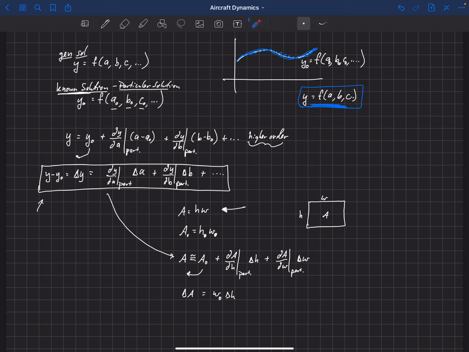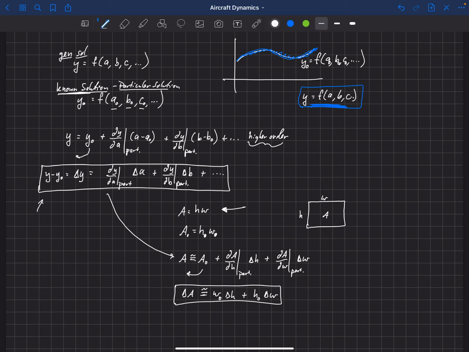Now the second term: the first derivative of area with respect to W. If we take the derivative of our original equation with respect to W, we get H. So we have plus H, but we evaluate that at the particular solution, so that's H naught times delta W. Okay, so this is our estimate for the change in area.